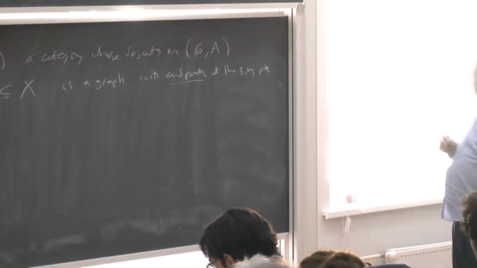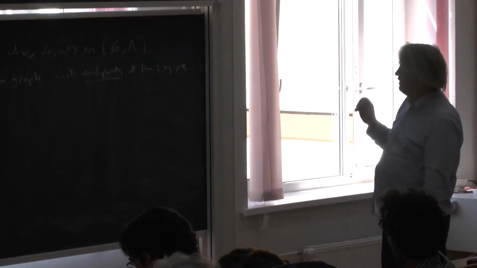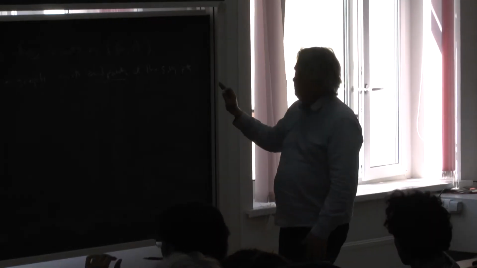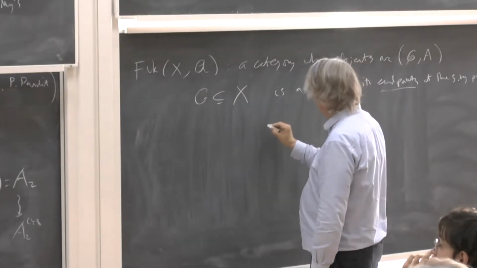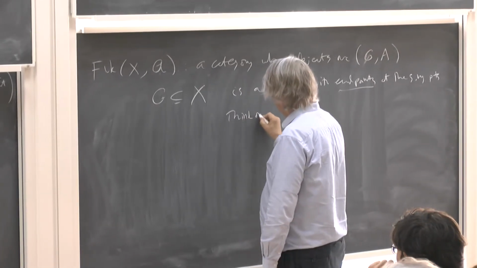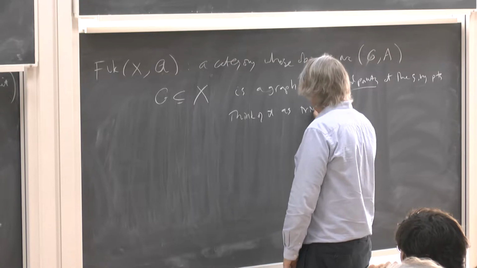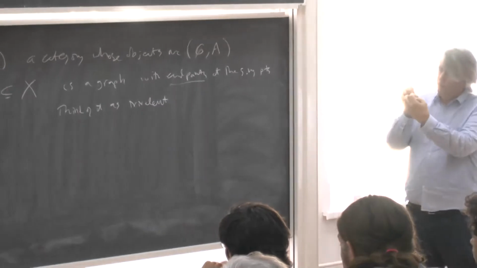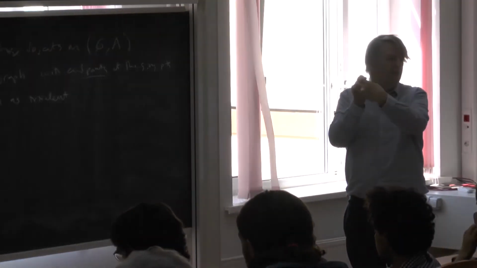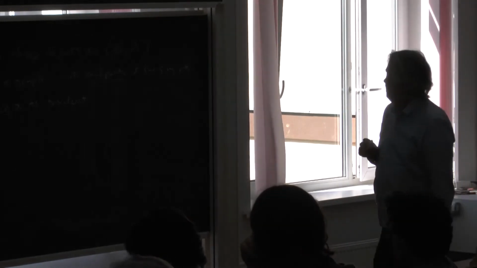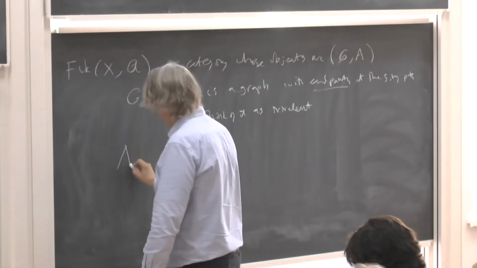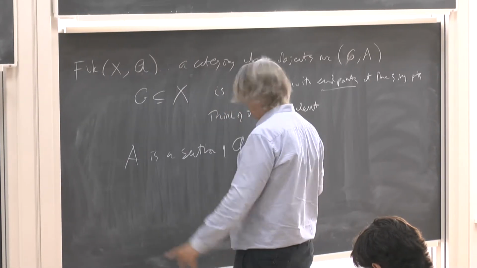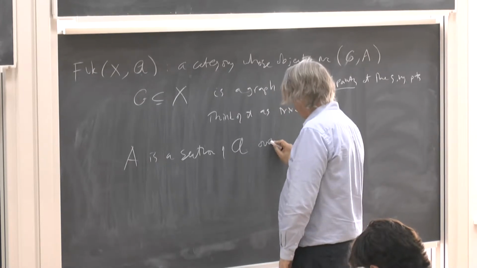But let me just say what these things are. So the objects of the category are (G, A), where G is some kind of graph whose endpoints are at the singular points. And let's think of it as trivalent. It can have higher valency vertices, but for the algebra you should think of those as divided up into a sequence of trivalent vertices. Now what's A? So A is now a section of the script A, the family of categories over the graph.